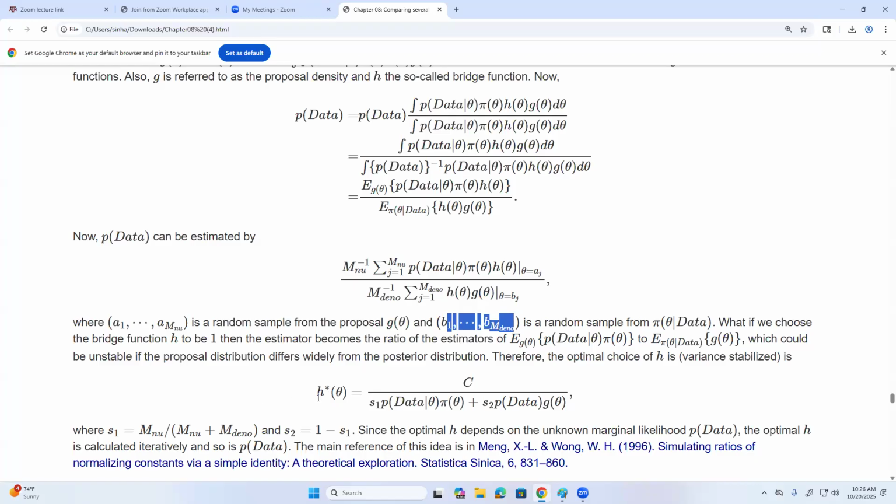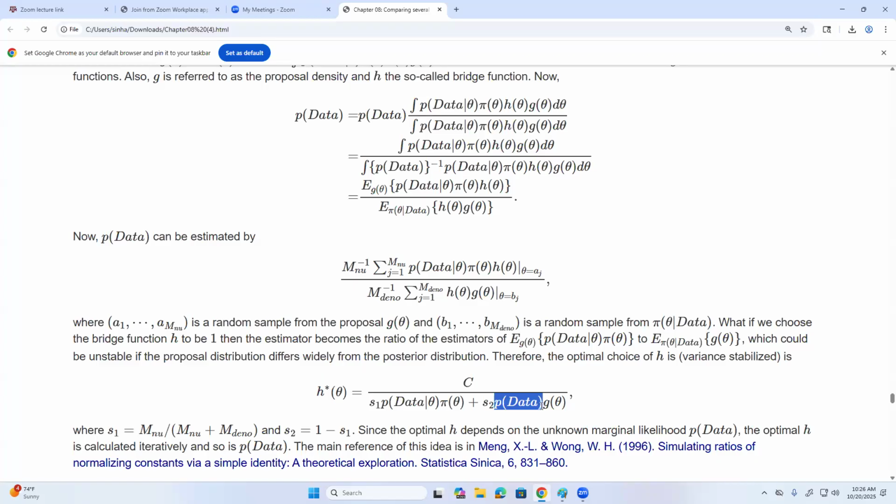A very important thing is that this optimal value H star depends on the quantity we want to estimate, the marginal likelihood. Therefore, it is done iteratively. You cannot calculate it in one single shot. You have to do it multiple times.